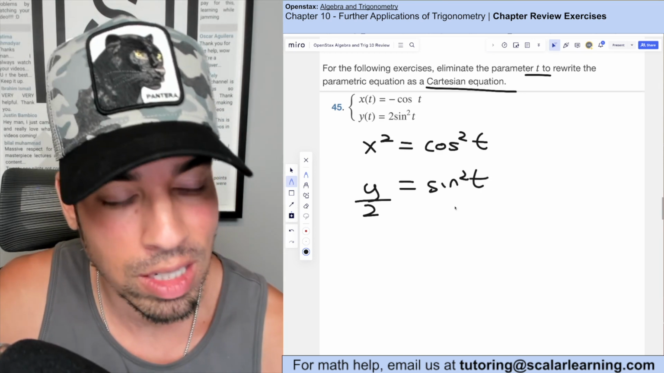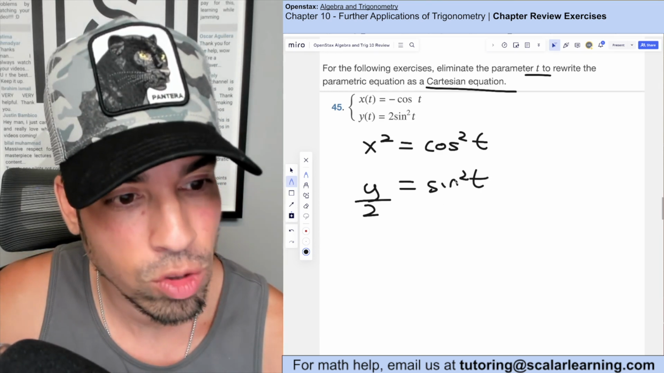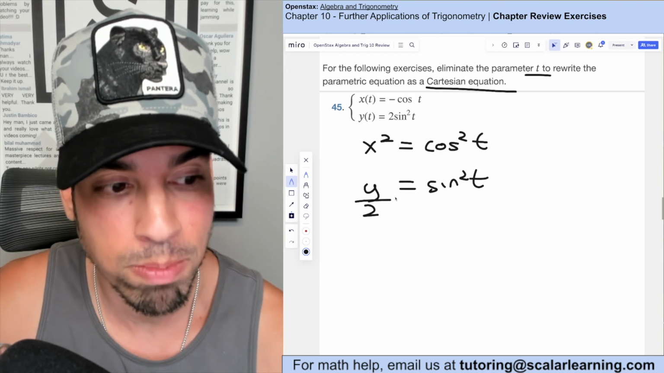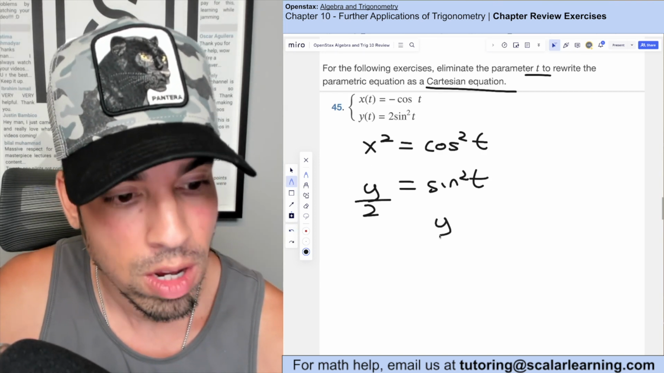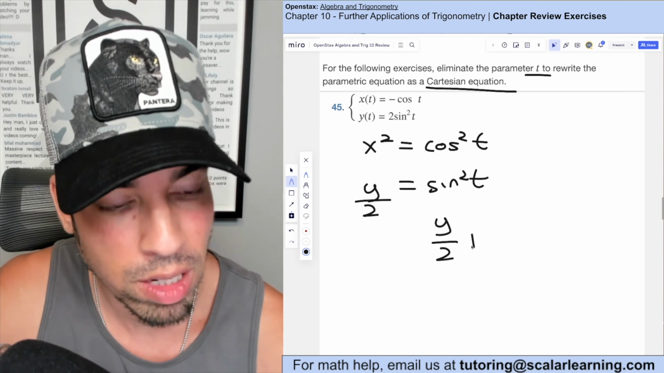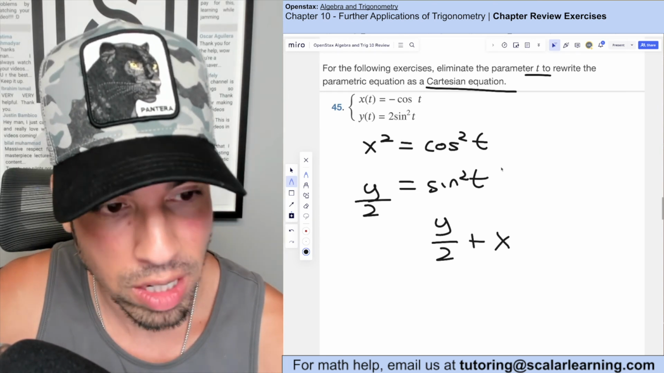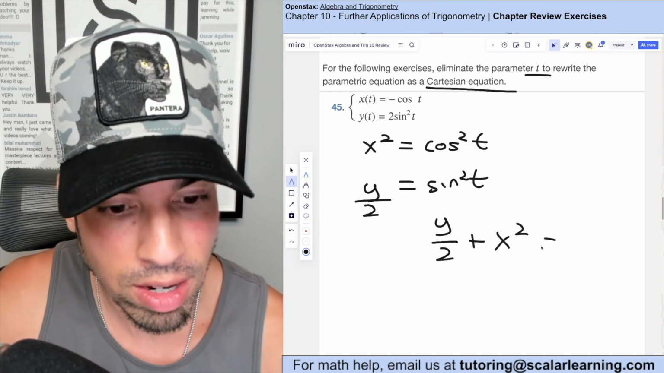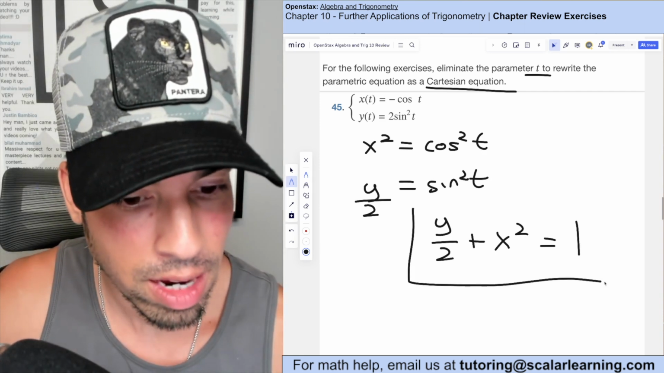The reason why I love this is because I know that sine squared plus cosine squared equals 1. Since this equals sine squared, I can say y over 2 plus x squared, which is the same as cosine squared t. I can add these together, and that equals 1. And that is how you do it.